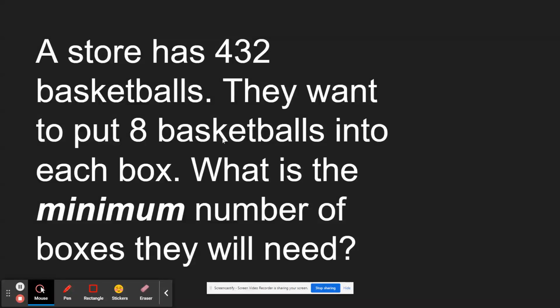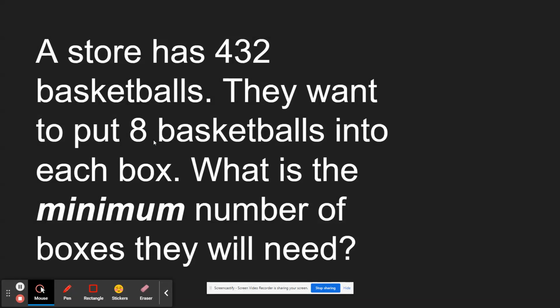So it's important to know that when we divide, that's our operation, 432 divided by 8. If we get a remainder, this word right here, minimum number, when you see that, it's going to be bolded and maybe italicized like this right here. That means you're interpreting the remainder. So let's say I get a remainder of 3. So I do 432 divided by 8, and that's not what you'll get.